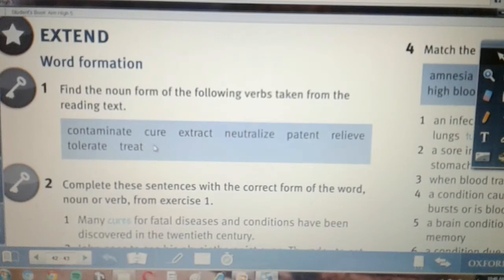Contamination. So next, cure. Cure actually can be used as a verb and also as a noun itself. So you don't have to change the form of cure. So next, it's your time to change the rest of the words into their noun forms.